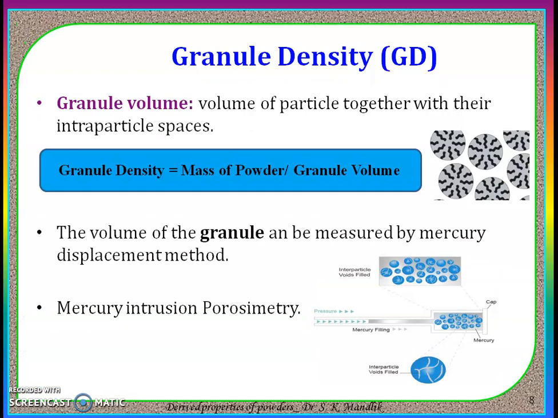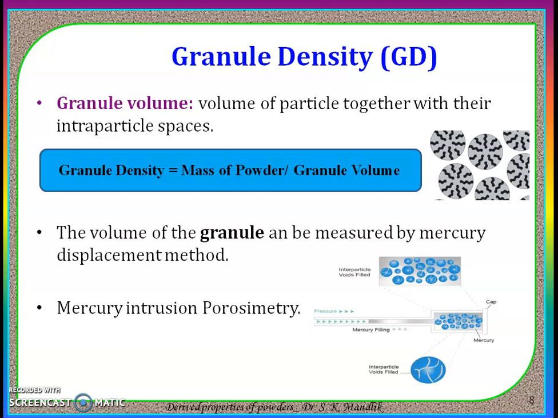Next, granule density. In granule density, granule volume is considered. It is the volume of the particle together with the intraparticle space. The intraparticle space is this. This space is known as the space present inside the particle. Therefore, the granule density is equal to the mass of powder divided by granule volume.